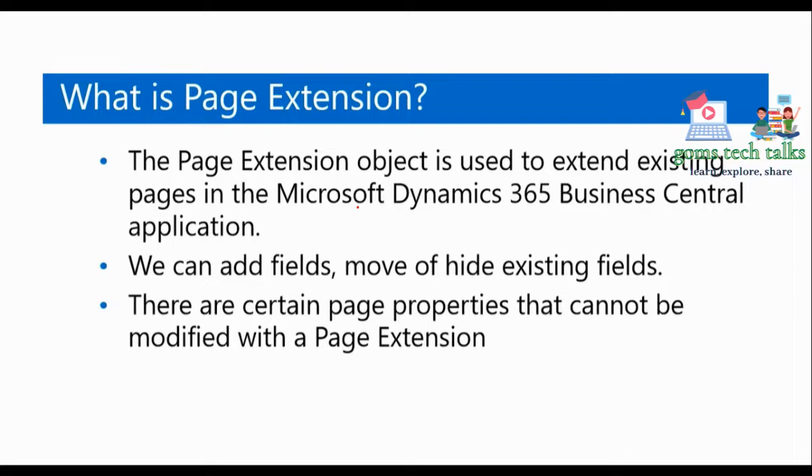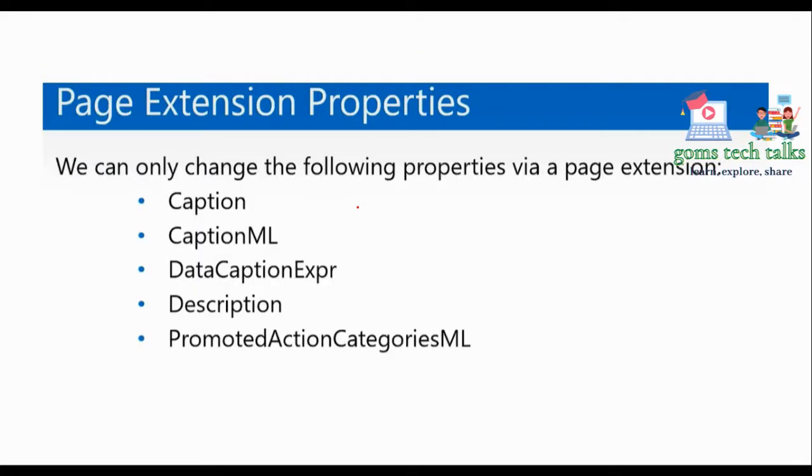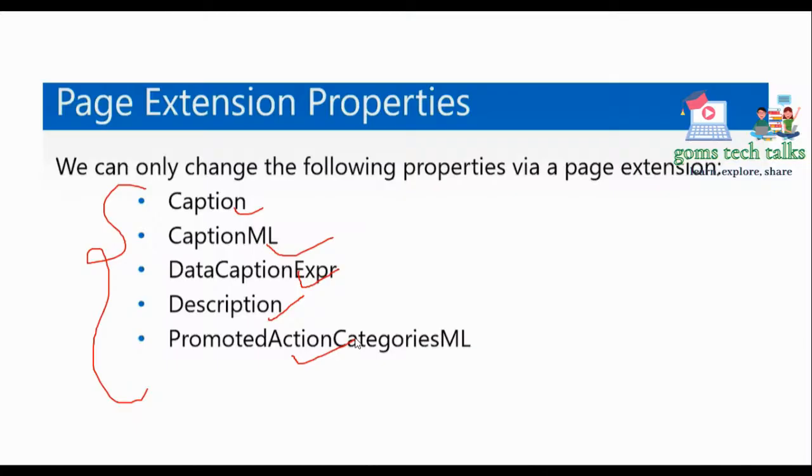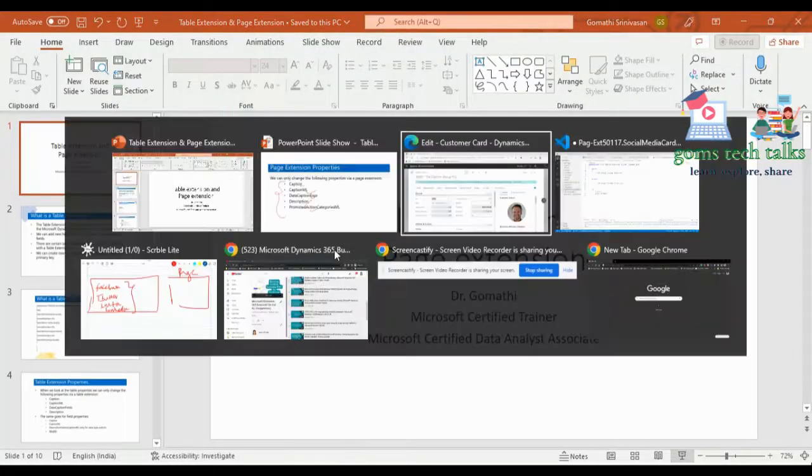Likewise, in table, as we discussed, you cannot delete or modify the existing field. That is the Microsoft owned object. The same thing applies to the page extension as well. You cannot change anything, but you can add things. These are the properties: caption ML, caption data, caption expression, description, promoted action categories ML. So this you can do, but you have to tell where you're going to do it.